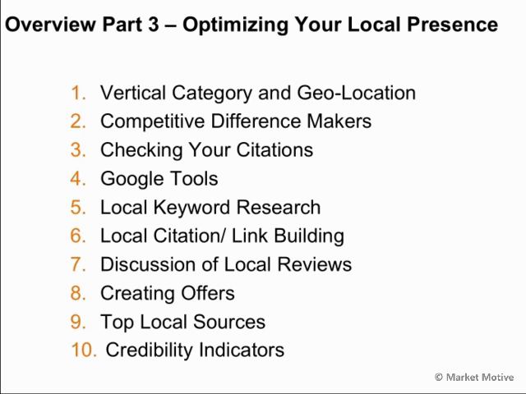We're going to also look at how to check and optimize those citations in Get Listed and Yext and some other tools. We're going to talk about a few Google tools that will help in your research and in your optimization and in your tracking. We're going to look at how to do a little bit of local keyword research, some local citation and link building, just very briefly, and also a discussion of local reviews and creating offers and some of the top sources available at your disposal, as well as just a minute or two on credibility indicators for your website.